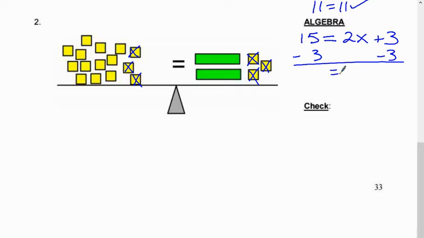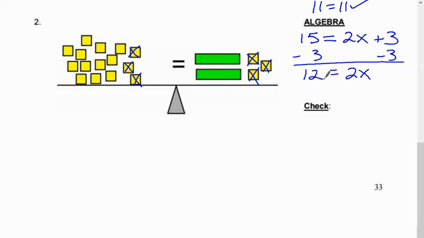On the right-hand side, 3 minus 3 is 0, leaving us only with the 2 variables. So 2x is on the right-hand side. And then 15 minus 3 on the left-hand side leaves us with 12. There are still 12 yellow squares. 12 equals 2x is our new equation.